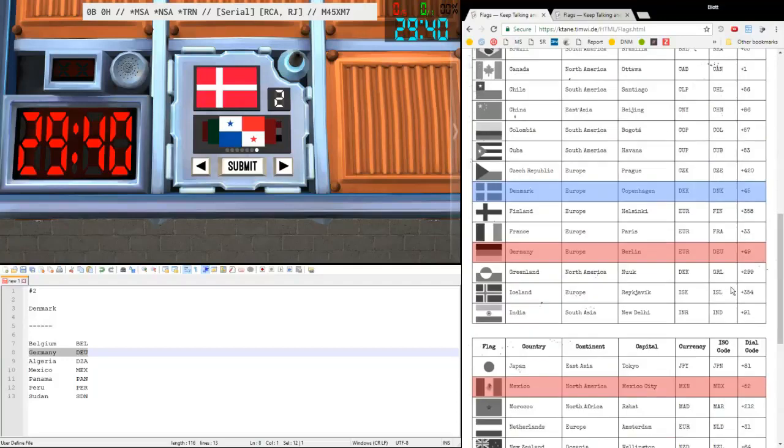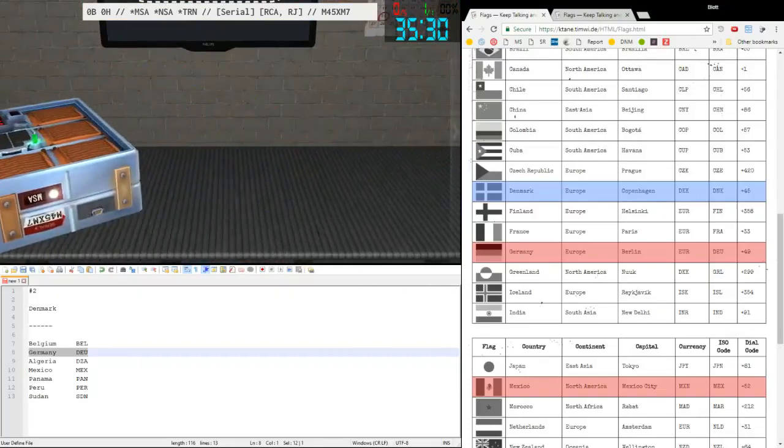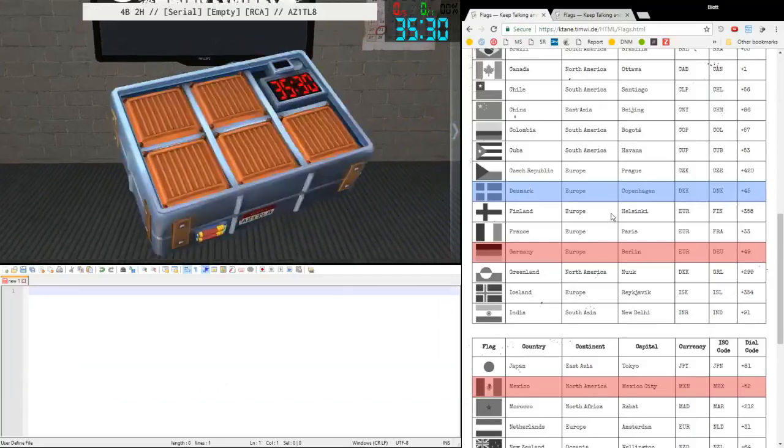And we can remind our defuser, if they had to explain to us what Germany looked like, we'll probably need to explain it back. Germany, you want Germany. That's the 3 horizontal stripes with black on top. 3 horizontal stripes, black on top. Submit. Bomb is done. Okay, let's try that again.